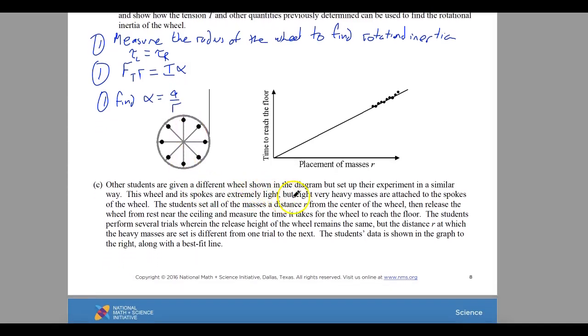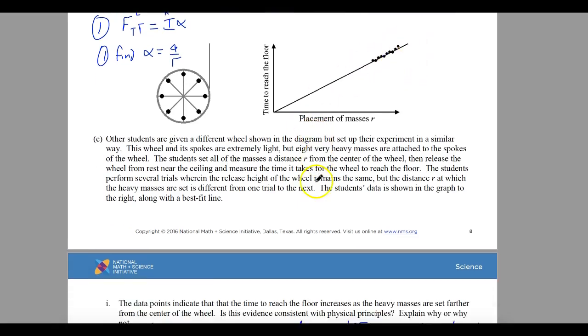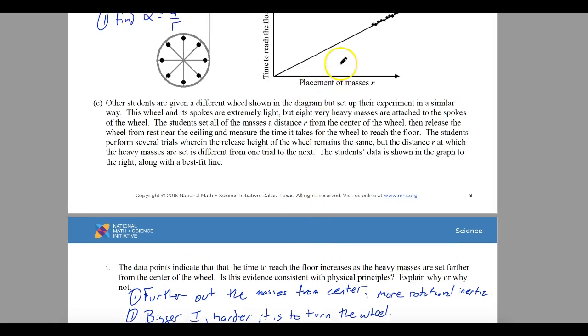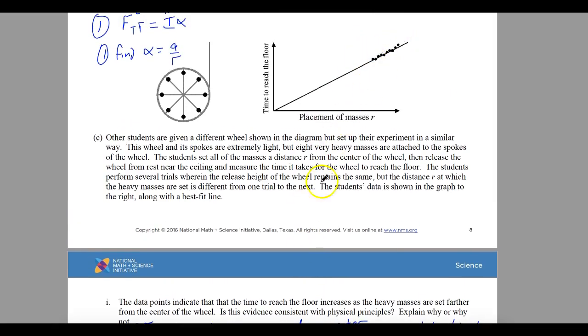Other students are given a different wheel shown in the diagram, but they set up an experiment in a similar way. This one has spokes that are extremely light, but 8 very heavy masses on it. Those heavy masses can be set at different distances. They've now taken the time to reach the floor and where the masses are, and they've plotted that, and they did a best fit line. The data indicates that the time to reach the floor increases as the masses are set further out.